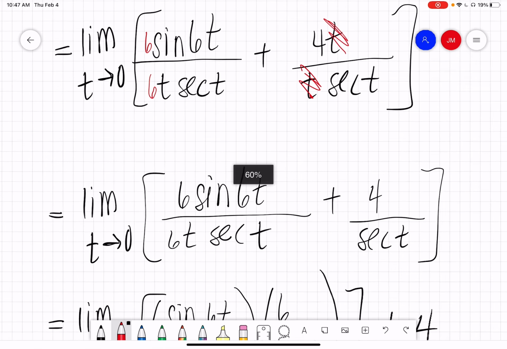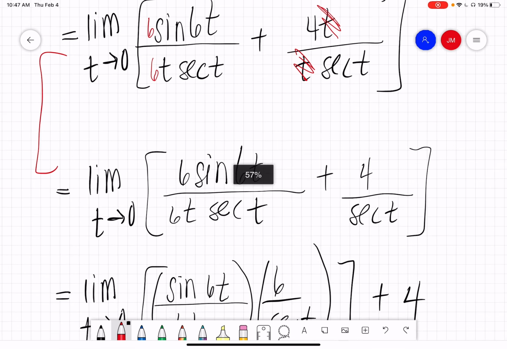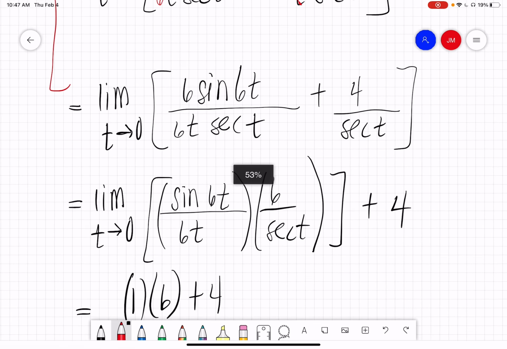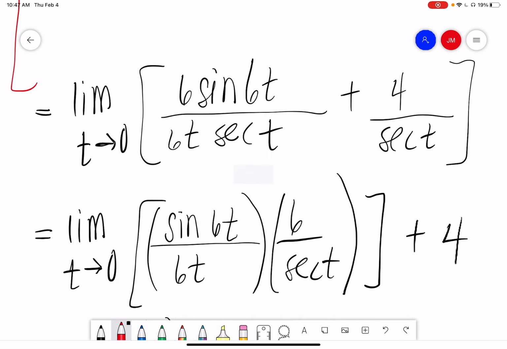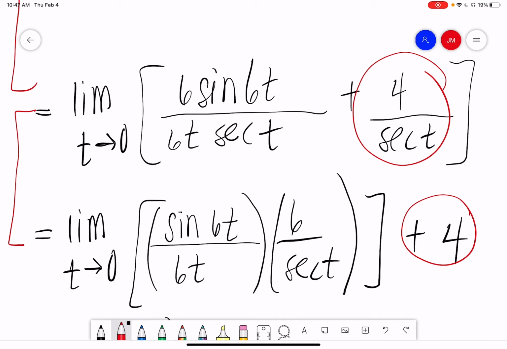So what happens is this step, which pretty much looks exactly the same as that one. It's just cleaned up. Going from here to here, what I did is I called this on the end just the number 4, because the secant of 0 is equal to 1, and 4 divided by 1 is 4. So I just took that out of the limit completely and called it 4.